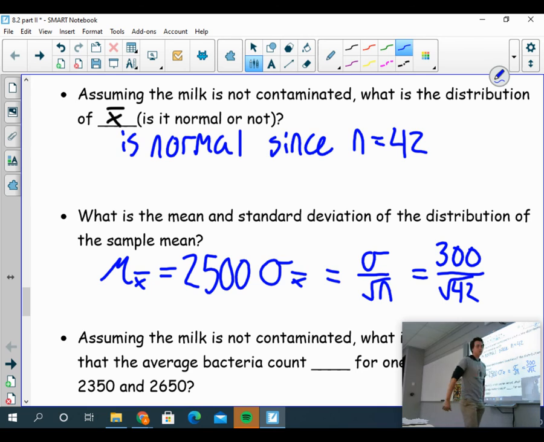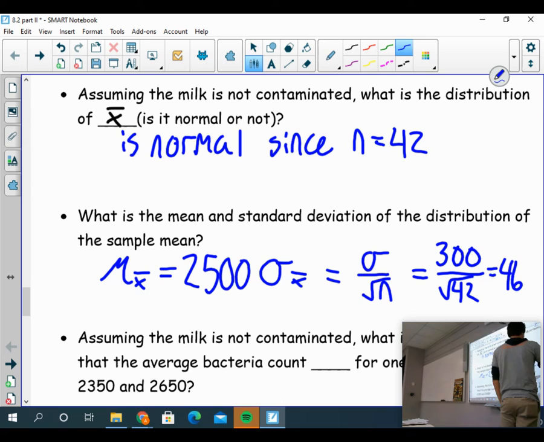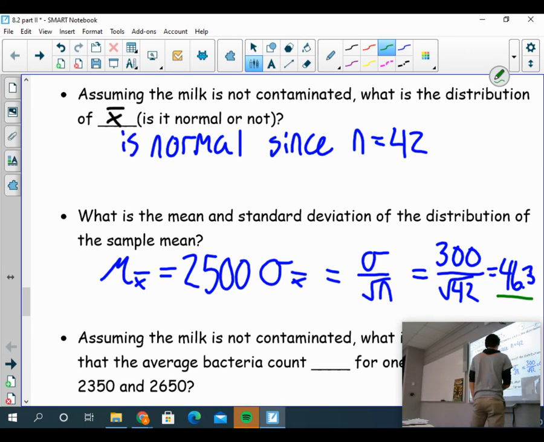So I'm doing 300 divided by the square root of 42, which gives us 46.3.